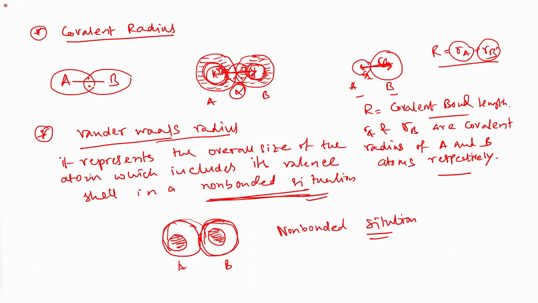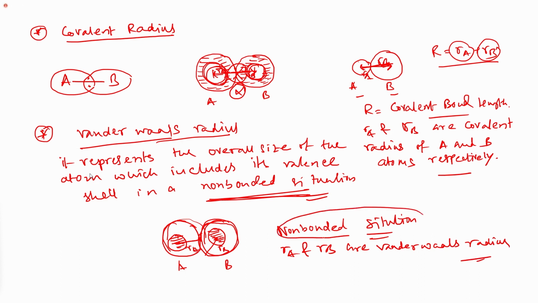In that situation, this length and this length, this is RA and this is RB. So this is called the van der Waals radius for A and B. Here RA and RB are van der Waals radii. This is an important term.